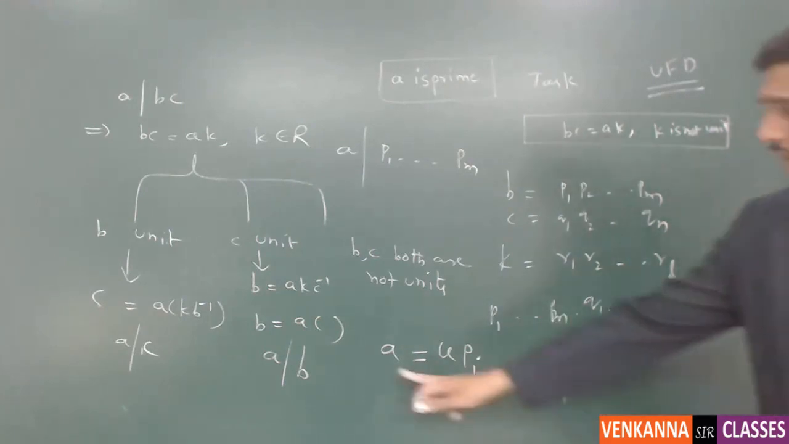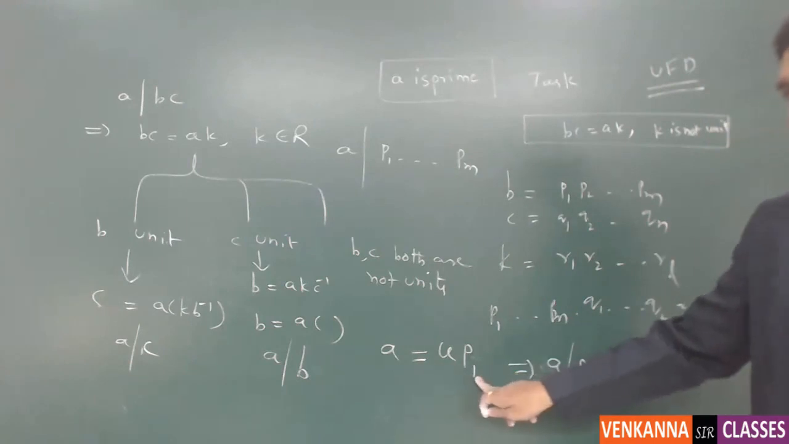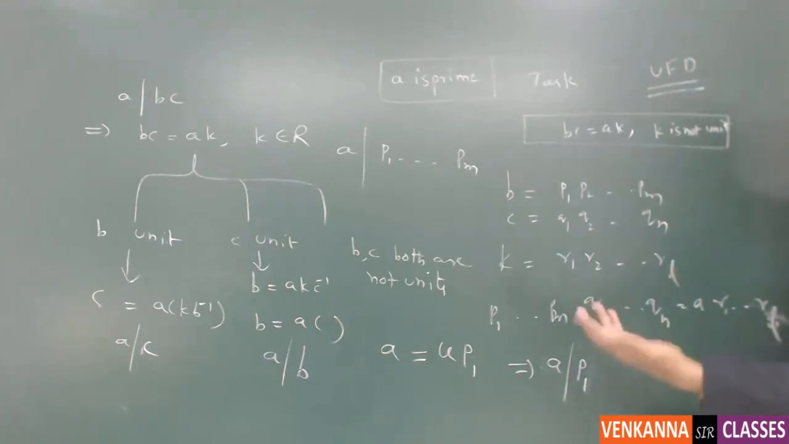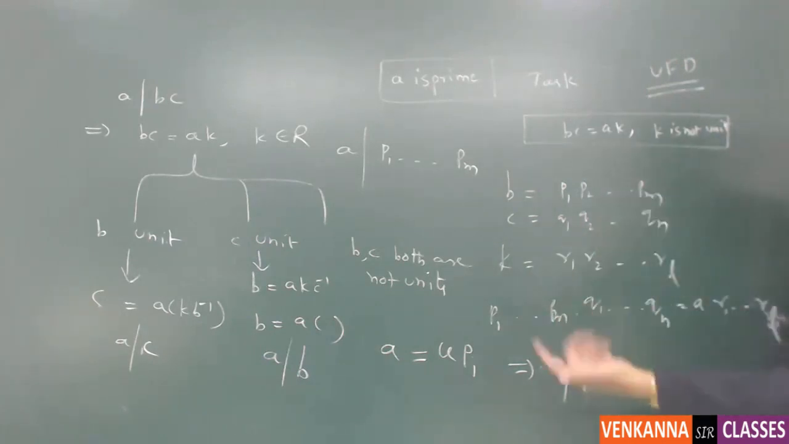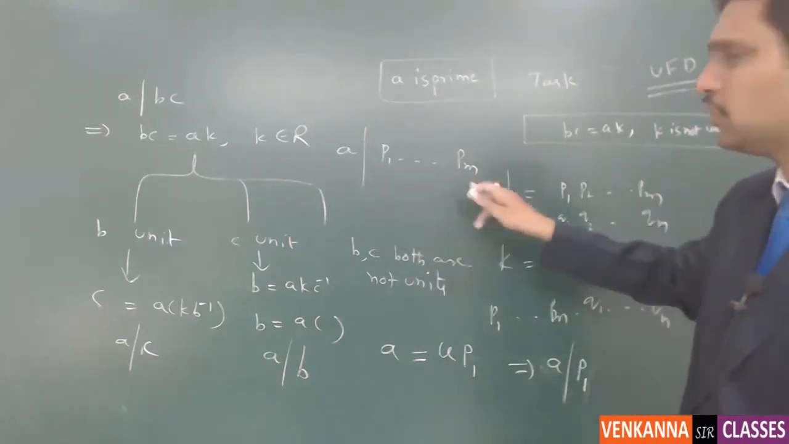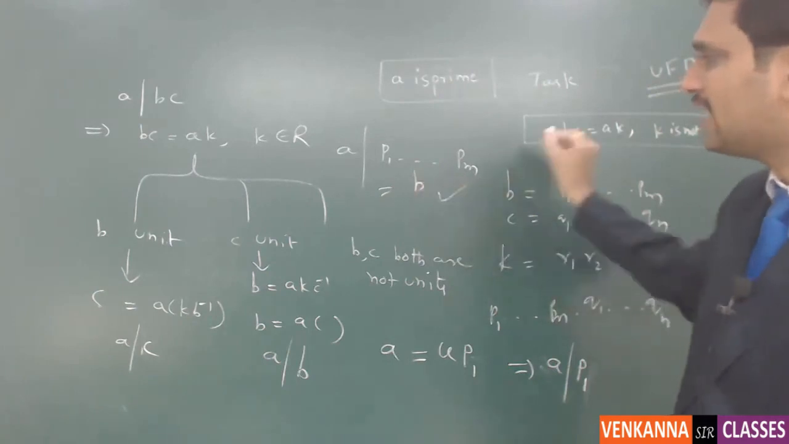So this is nothing but A is equal to U into P1. So A is a multiple of P1. Therefore, A divides P1. So since A is dividing P1, A will divide any product which involves P1. Therefore, A divides P1, P2, so on Pm. This is nothing but the value B. Therefore, A divides B, completed.